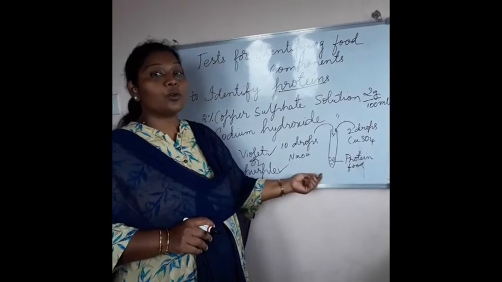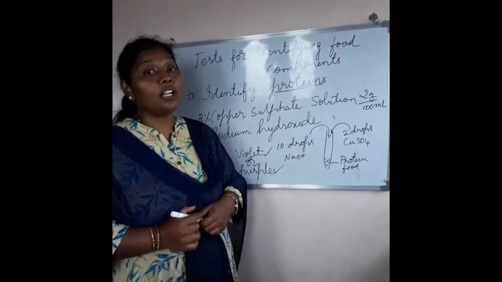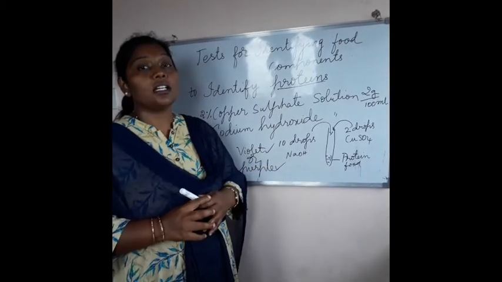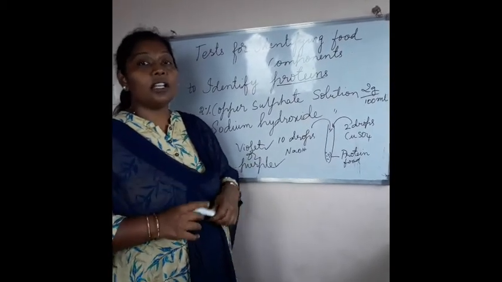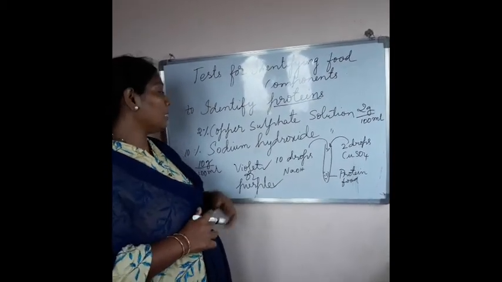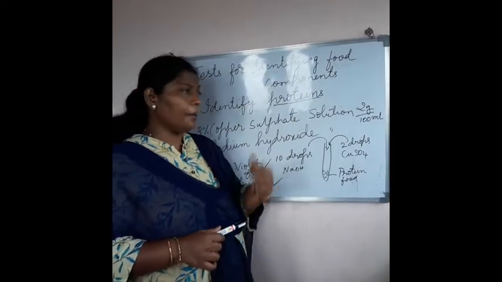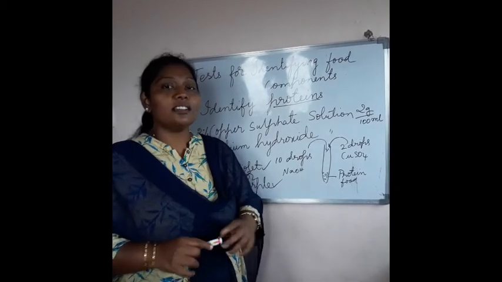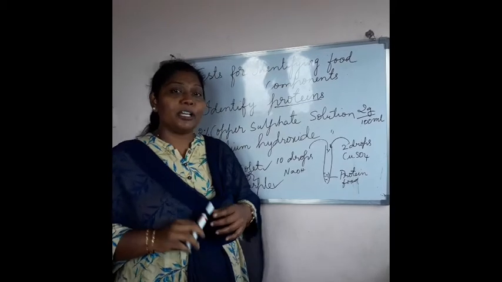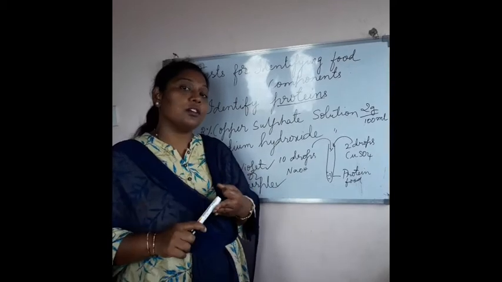What does this test prove to us? The test proves the presence of the component proteins. The protein in any food item will definitely give you this violet or purple color when added with copper sulfate and sodium hydroxide solution. By this test you can prove proteins are present in the food. So up to now we have seen the three major tests: test for carbohydrates, test for fats, and test for proteins.